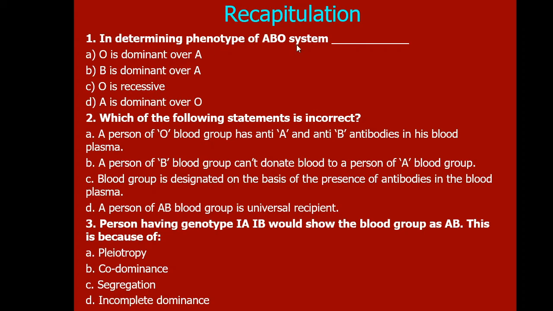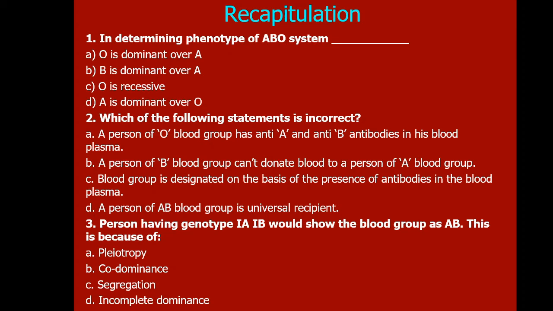Who determines the phenotype of the ABO blood group? So O is dominant over A. No, it is not correct. Then B is dominant over A. O is recessive and A is dominant over O. So we can say that O is recessive, right? And A is dominant over O. Both are correct options. Then which of the following statements is incorrect?